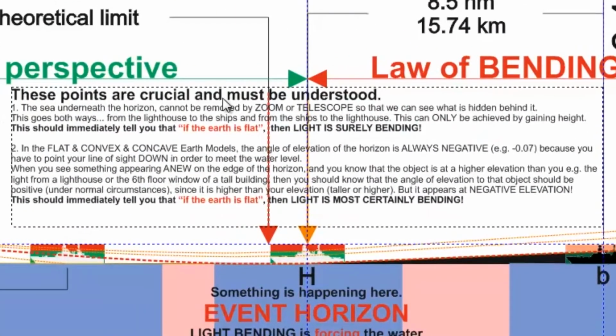Now these points are crucial and must be understood. The sea underneath the horizon cannot be removed by zoom or telescope so that we can see what is hidden behind it. This goes both ways, from the lighthouse to the ships and from the ships to the lighthouse. This can only be achieved by gaining height. This should immediately tell you that if the Earth is flat, then light is surely bending.